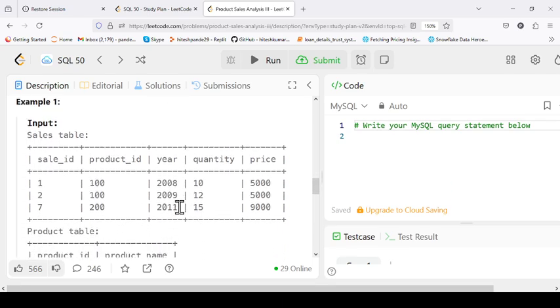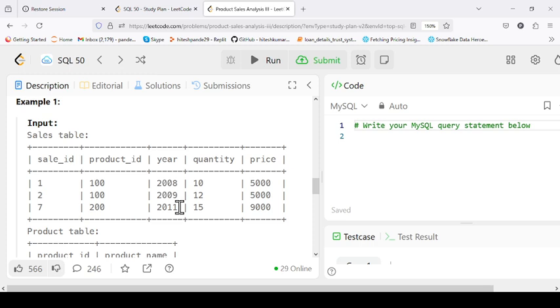Now the table data. In the sales table we have sales IDs 1, 2 and 7. For sales ID 1, they purchased the product whose product ID is 100, in year 2008. They purchased 10 quantity, and the price per unit is 5000.